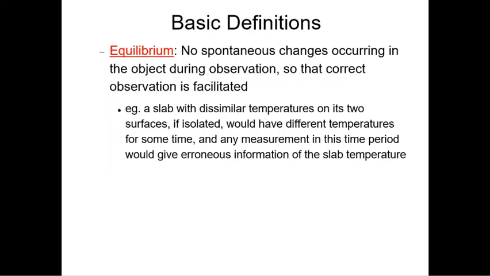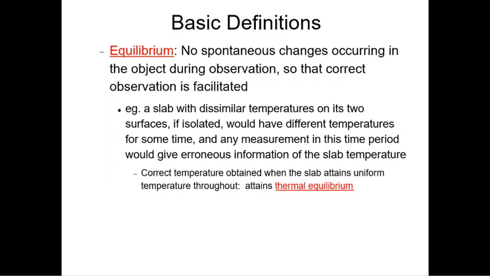Now if I isolate it from the surroundings, so I insulate both the surfaces and leave it for some time, then the higher temperature region would cool down by transferring heat to the lower temperature side. The lower temperature would warm up by taking that energy, and eventually the entire slab would come to the same temperature. Then any measurement that I make would be the correct temperature of the slab. So this is basically what I mean by thermal equilibrium of an object within itself. The correct temperature is obtained when the slab attains uniform temperature throughout, that is, it attains thermal equilibrium.